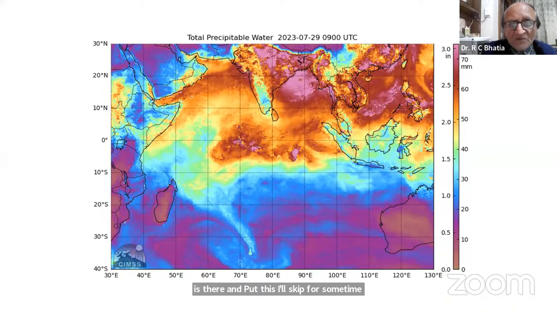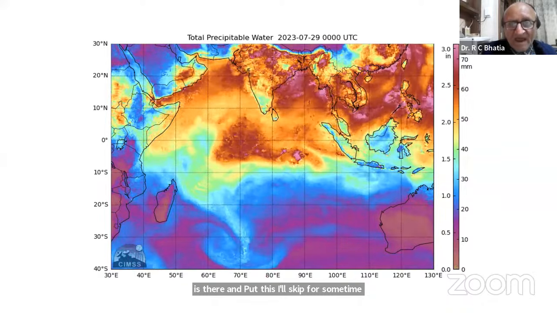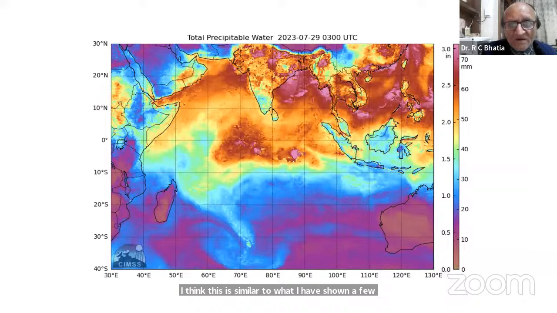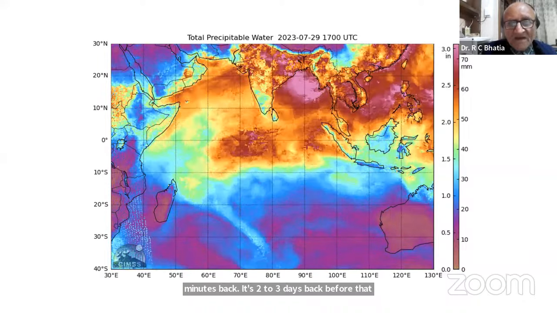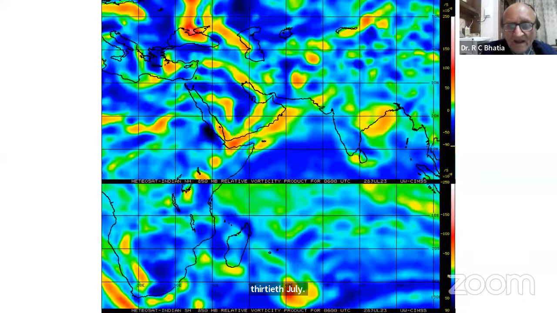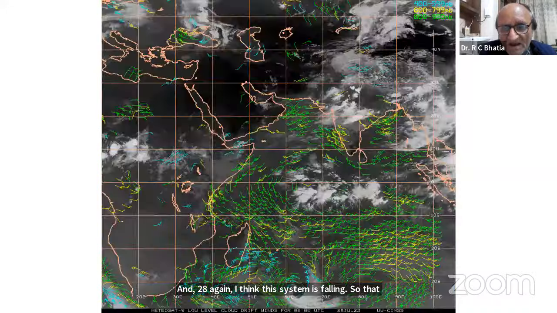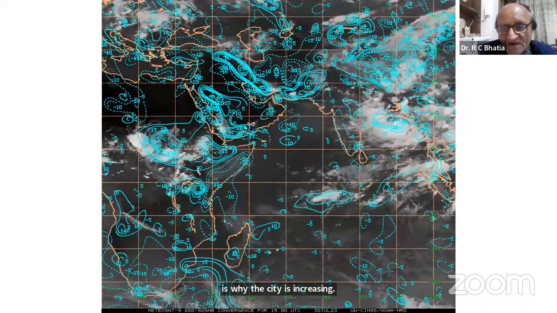I think this is similar to what I have shown a few minutes back, two, three days back, before that, 30th of July. So this also I will skip. And 28th, again, I think the system is forming, so that is why the vorticity is increasing. All these features are seen.